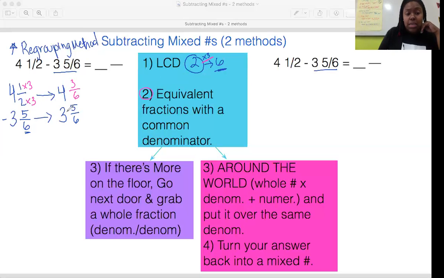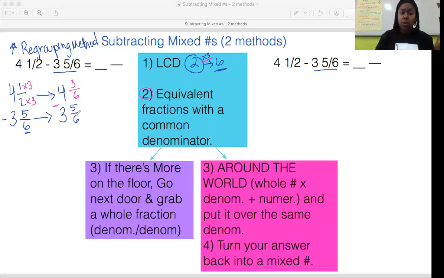So 4 and 3/6 minus, remember, we're subtracting 3 and 5/6. Now our next step is to subtract. Well, we've got 3/6 minus 5/6, and your brain should be going, woo, woo, we can't do it, right? If I only have 3, I can't take away 5. I don't have enough. So if you are going to regroup, your brain says, hey, if there's more on the floor, go next door and grab not 10, grab a whole fraction, right?